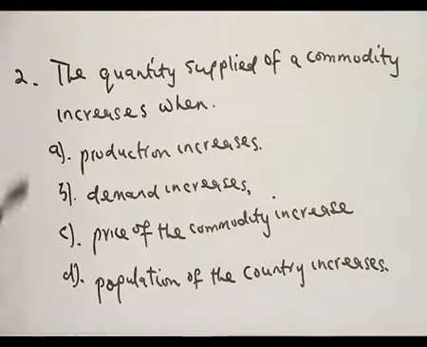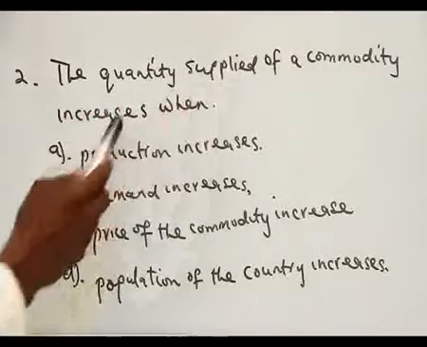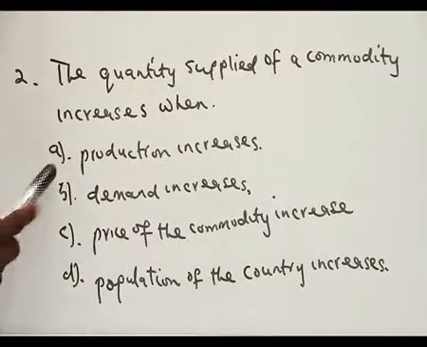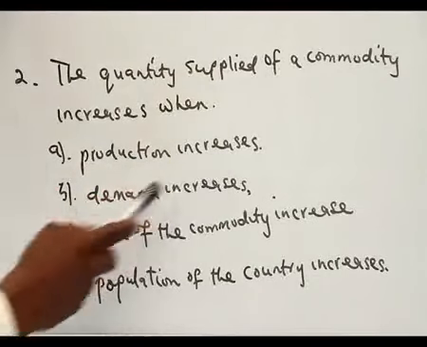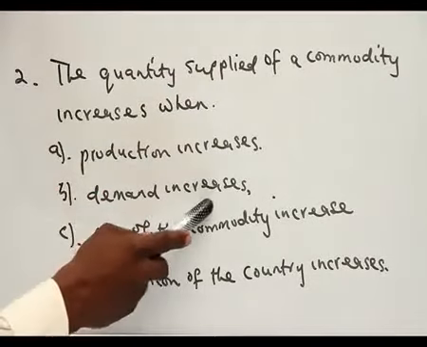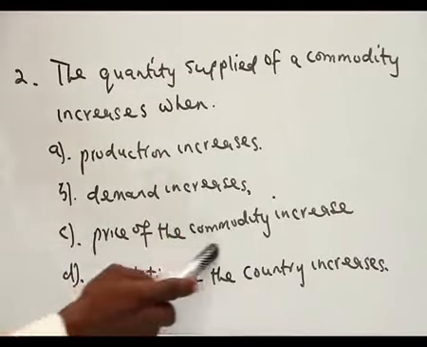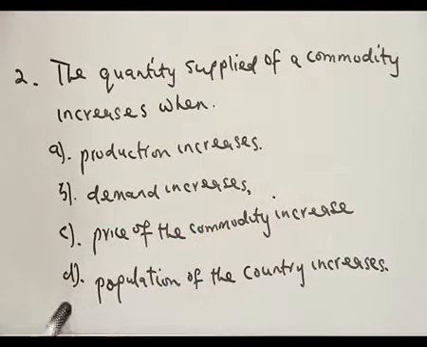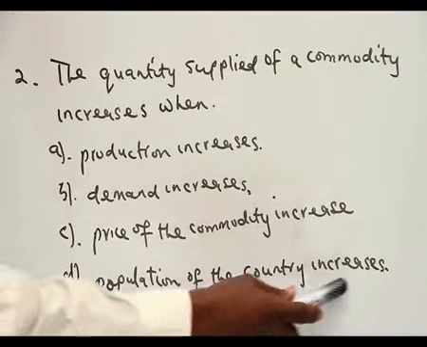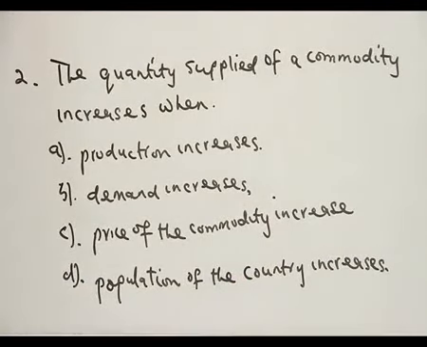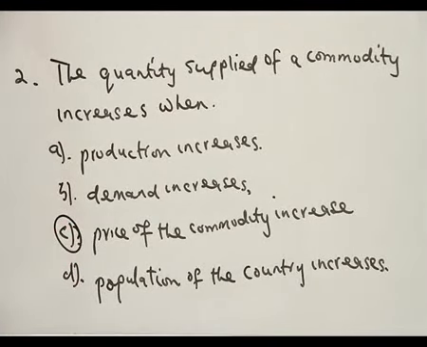Question 2. The quantity supplied of a commodity increases when: A, production increases; B, demand increases; C, price of the commodity increases; D, population of the country increases. The right answer is C, price of the commodity increases, because there is a direct relationship between price of the commodity and quantity supplied of that particular commodity.